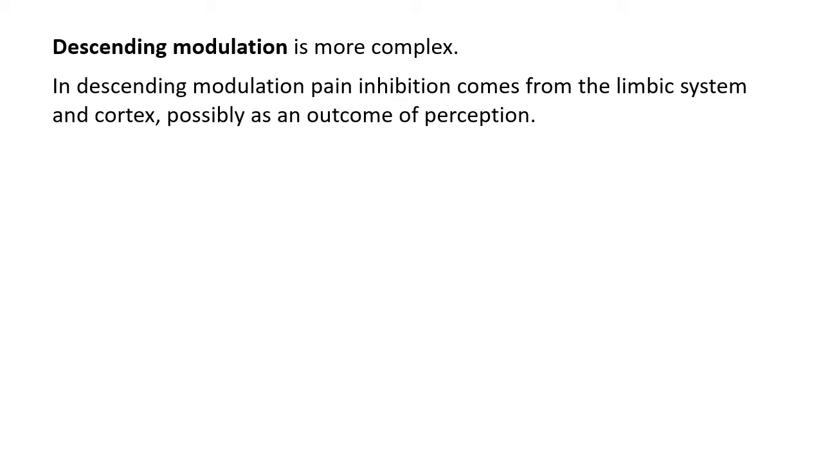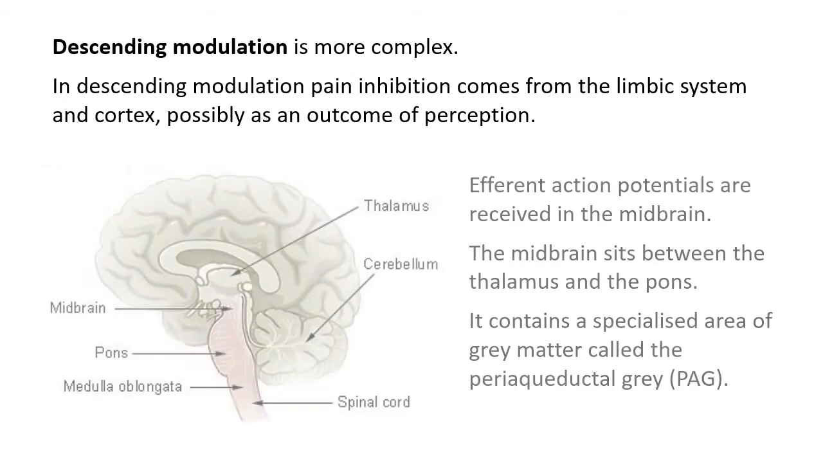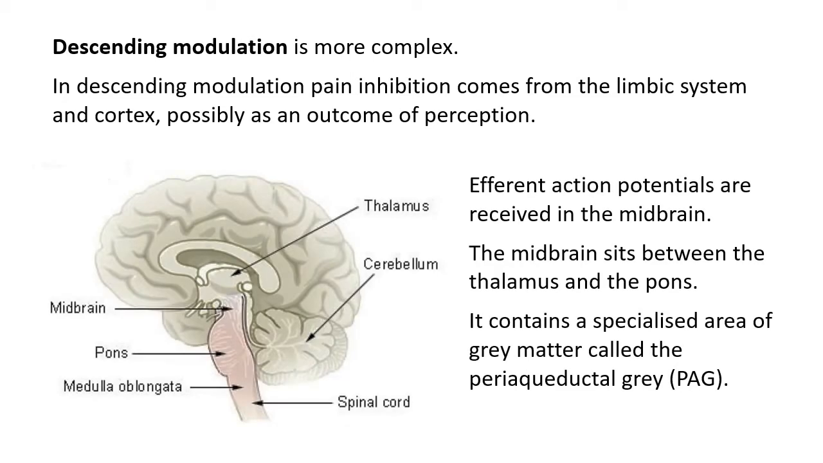Oh good, a more complex mechanism. I'll try and make it as simple as possible. So descending modulation does as it says on the tin. It descends from the limbic system and or the cortex. It's therefore an efferent pathway. Modulatory action potentials are received in the midbrain, in an area known as the periaqueductal gray, or PAG for short.